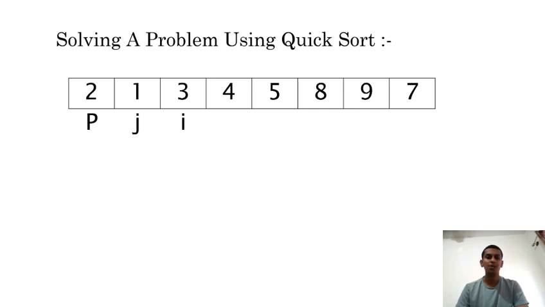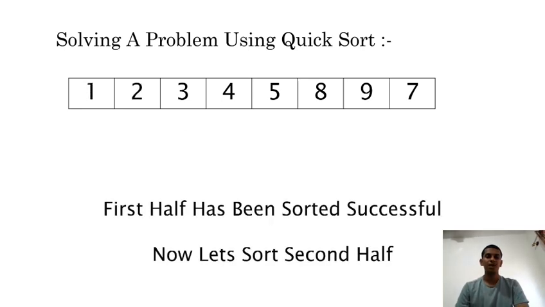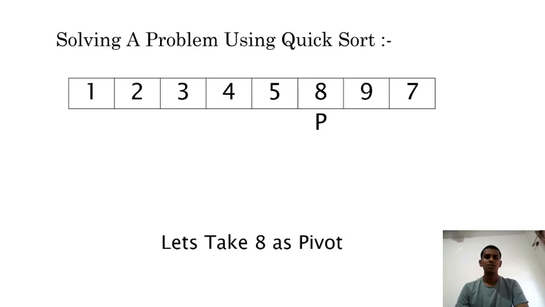Now we will sort the second half, and we are taking 8 as the pivot element, 9 as the I element, and it satisfies the condition, and J as the 7 element, and it is also satisfying the condition, and we are going to swap I and J. Now 9 came to 7's place and 7 came to 9's place.